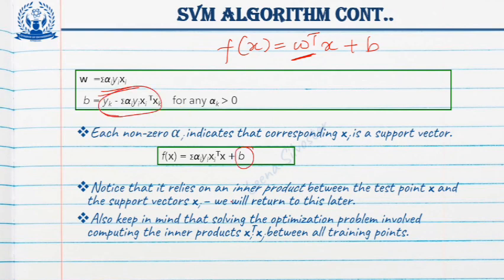Notice that it relies on an inner product of the test point x and the support vector x i. Also keep in mind that solving the optimization problem involves computing the inner product x i transpose x j between all training points.